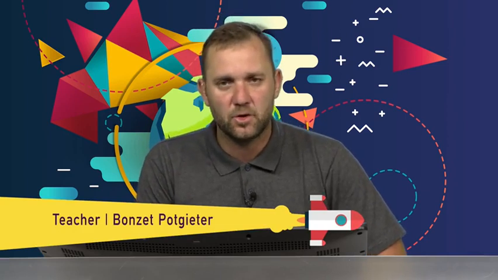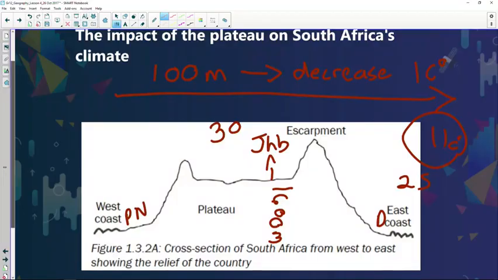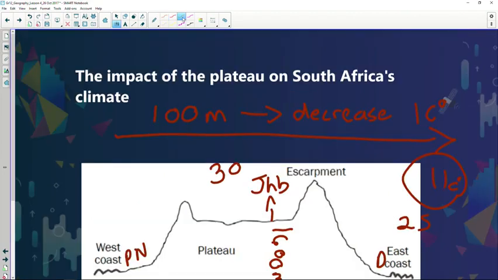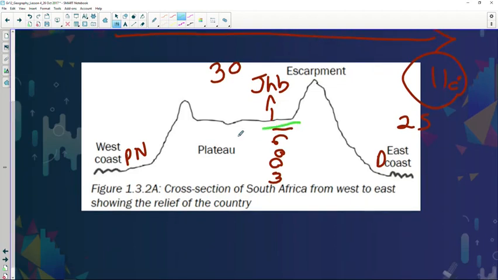Welcome back after the break, and let's continue looking at the plateau having an influence on South Africa's climate. Now, we have already established just before the break that this is basically a cross-section from the west coast to the east coast of Southern Africa. And you can see what is a plateau. Just to define a plateau, it's this flat area in the interior. This over here. Now, this area over here, as soon as you move down to the coastline, is known as the Escarpment. It's a bunch of mountain ranges that exist in Southern Africa.